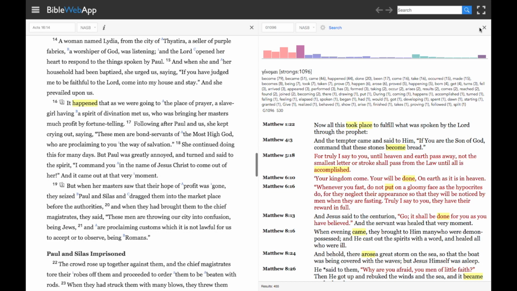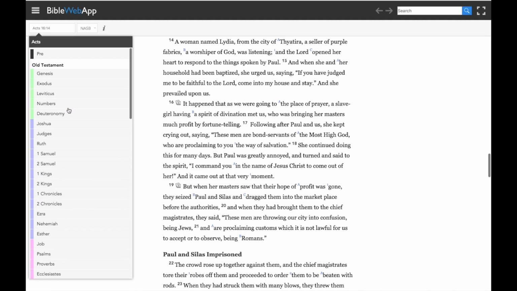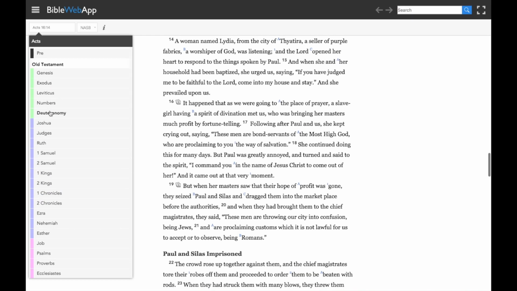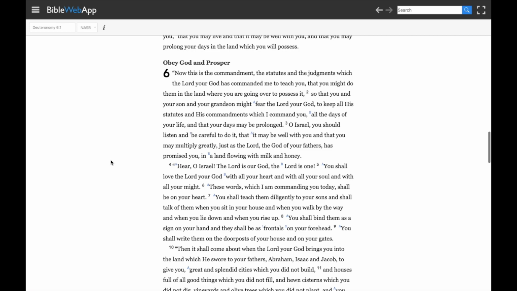You can go ahead and click this X over here to close out all of the data. You're not going to need that right now. So what this is really helpful for is, let's say you want to look at some Greek or Hebrew, but you don't actually know Greek or Hebrew. Let's go to an Old Testament passage, Deuteronomy 6:4. This was mentioned in the video this past Sunday.